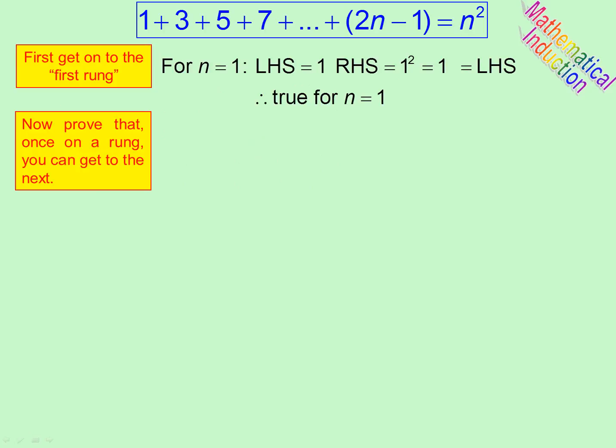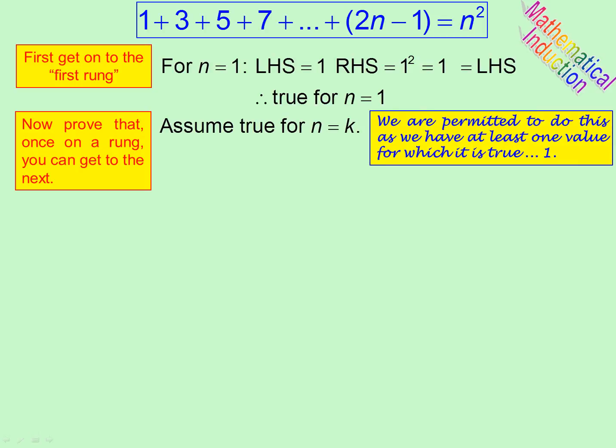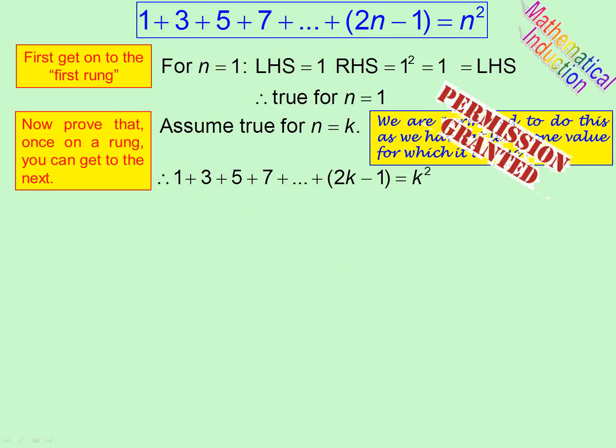Now we're going to try to prove that once you're on a rung, you can get to the next rung. So let's assume that we're on some rung, let's call it the kth rung. So assume true for n equal to k. Remember, we're allowed to do it because it is true for at least one value. Permission granted. Yippee. Therefore, this is the case. Because it's true for n equal to k, we have that up to k terms.